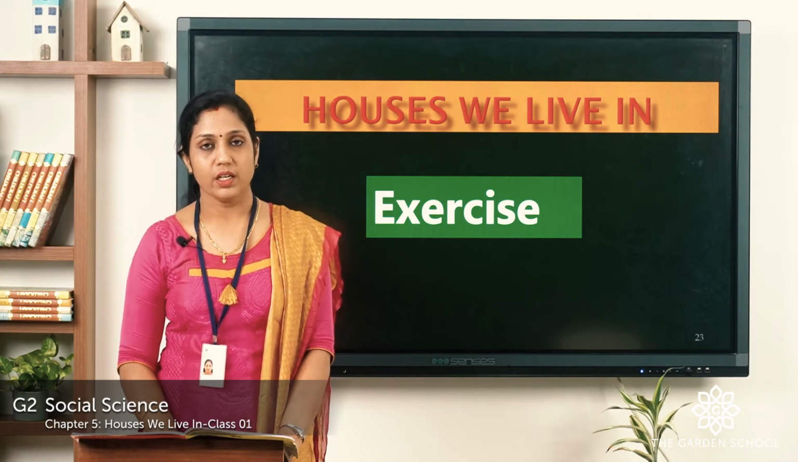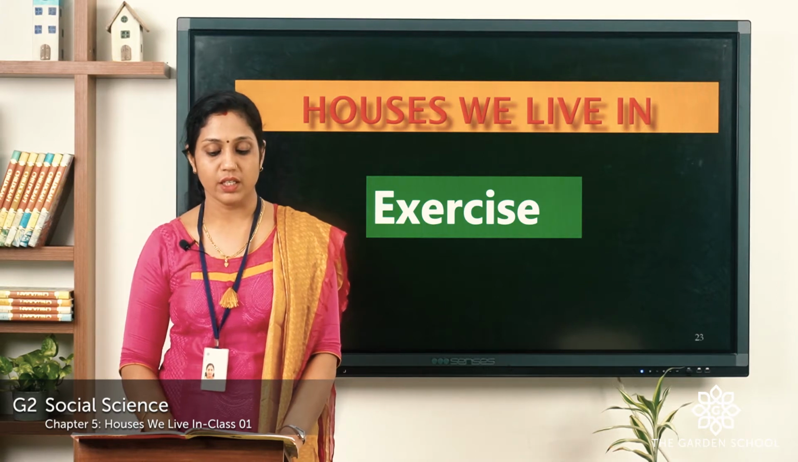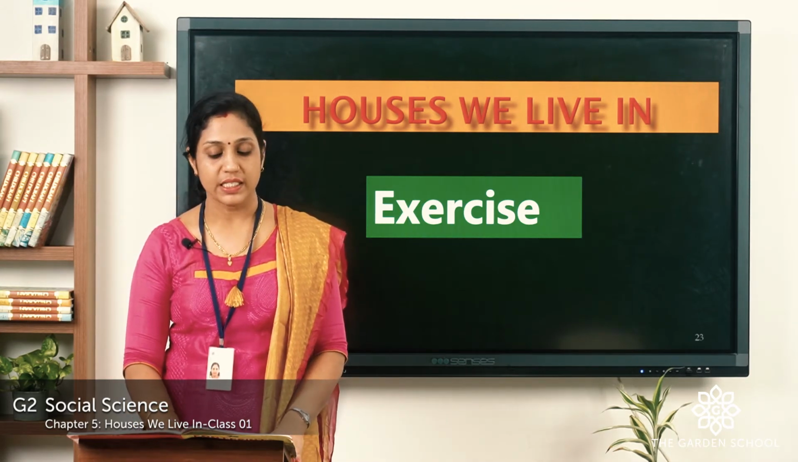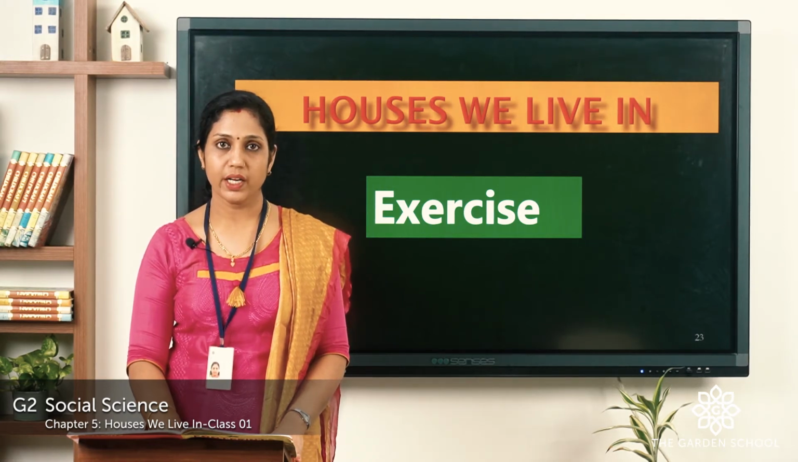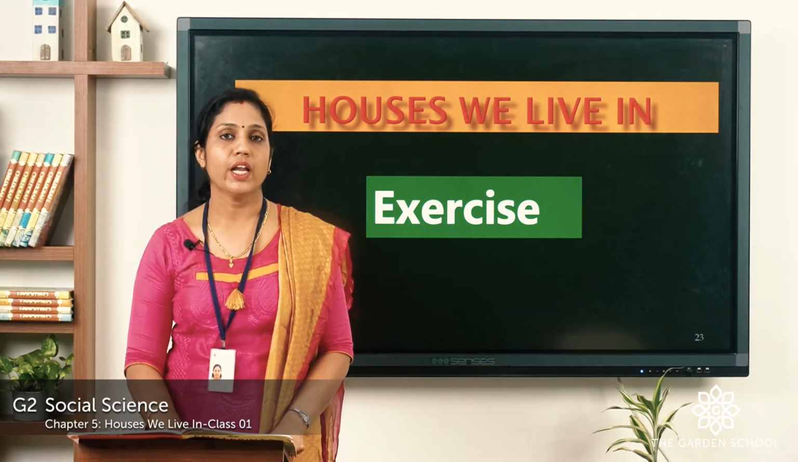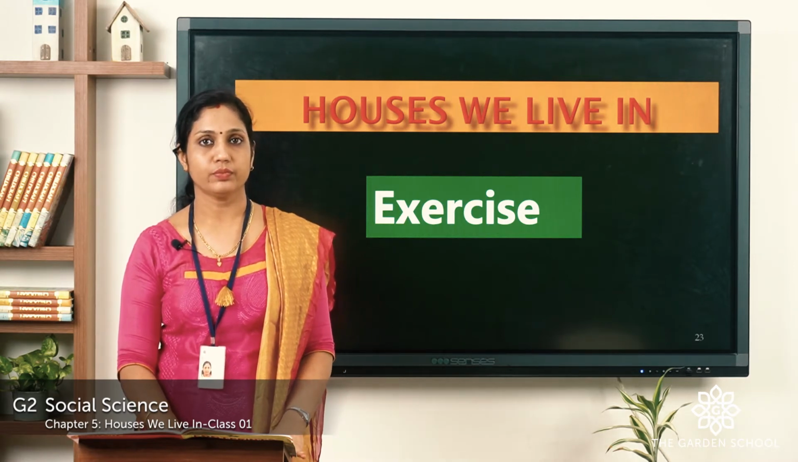Given below are some materials used for building houses. Write K for material that is used for building a Kacha house and P for the material that is used for building a Pakka house. So some materials are given. We have to write whether the materials are used for making a Kacha house or a Pakka house. So let's see what all are there. The first one is mud, second one is straw, third one is cement, fourth bricks, fifth bamboo, and sixth one is iron. Pause the video and you can do it yourself. Write K for Kacha and P for Pakka.